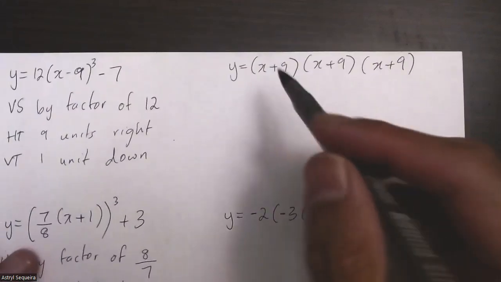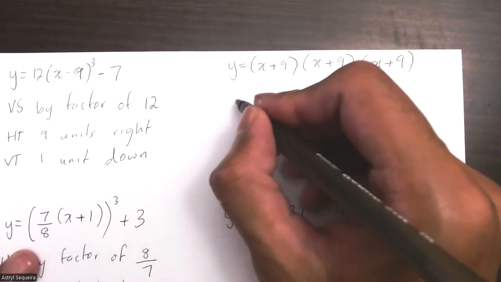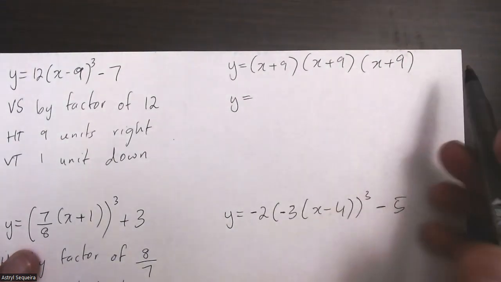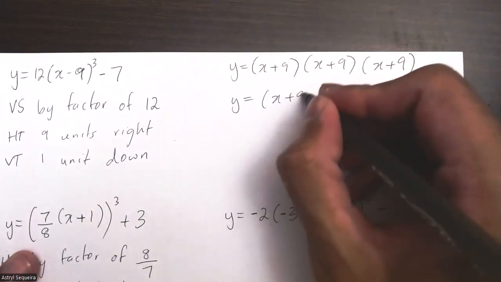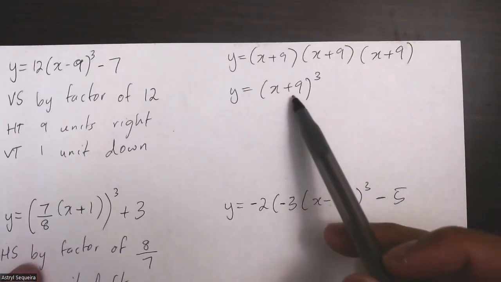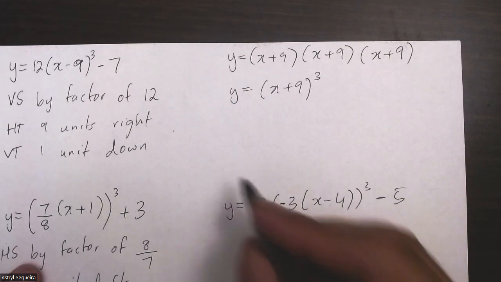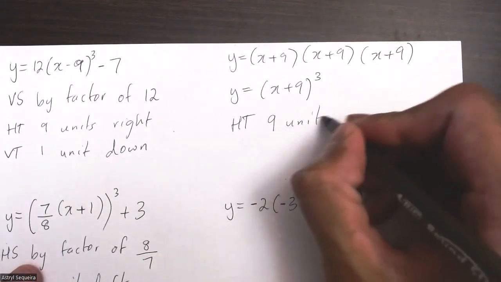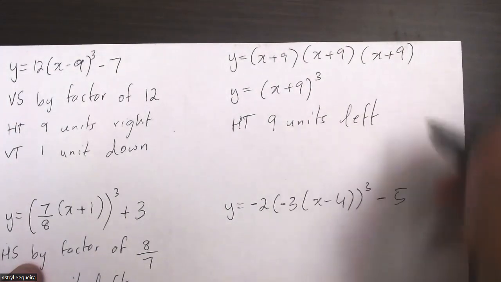Fourth question here is a bit of a trick question. We actually have to start this question by rewriting it, because this is in factored form. But if we rewrite this as x plus 9 cubed, which is the exact same thing, it's now in transformation form. You can tell there's only one transformation. That's a horizontal translation of 9 units left.